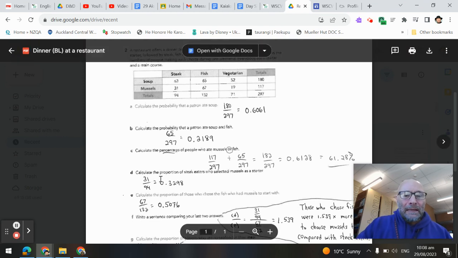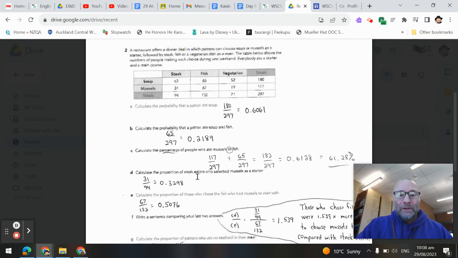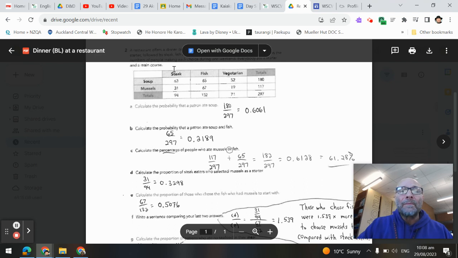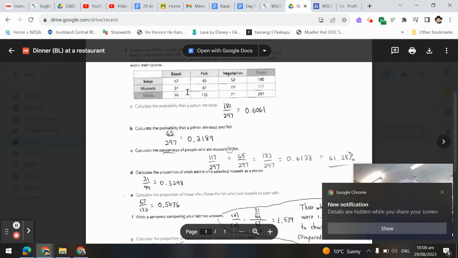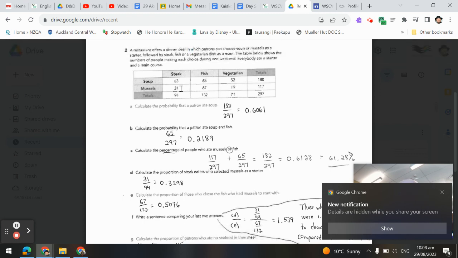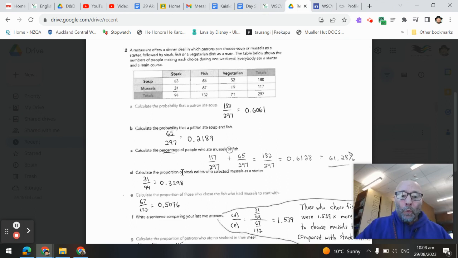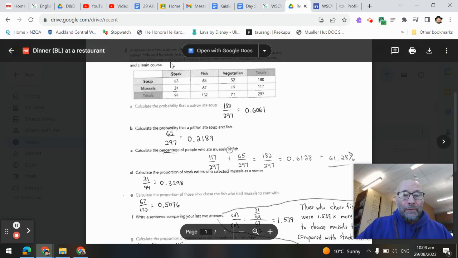Next, calculate the proportion of steak eaters who selected mussels as a starter. So we're only looking at the steak eaters. That means this column right here of steak eaters, that's all we're looking at. Now, how many of those had mussels as their starter? Well, there's going to be the 31 out of 94. Again, when it says of steak eaters, you can only look at that column of steak eaters. If you went over to the right, they ate fish. Over again, those are vegetarians. So only looking at that column.